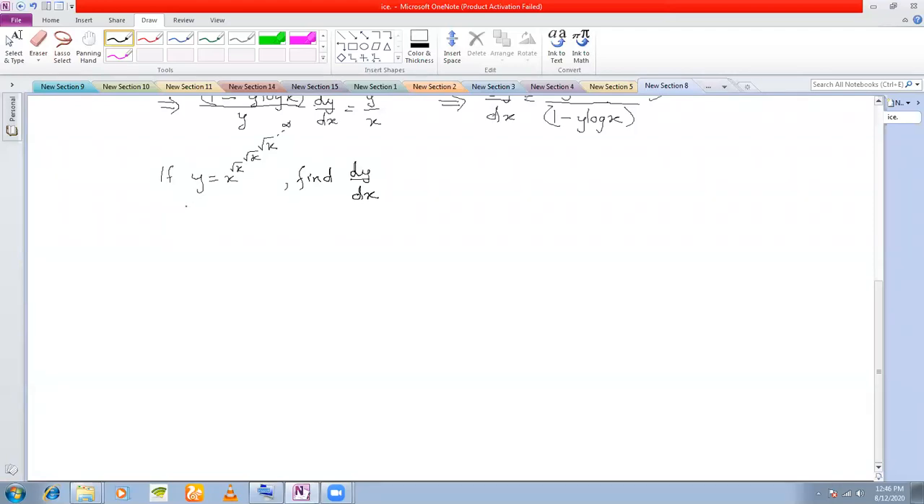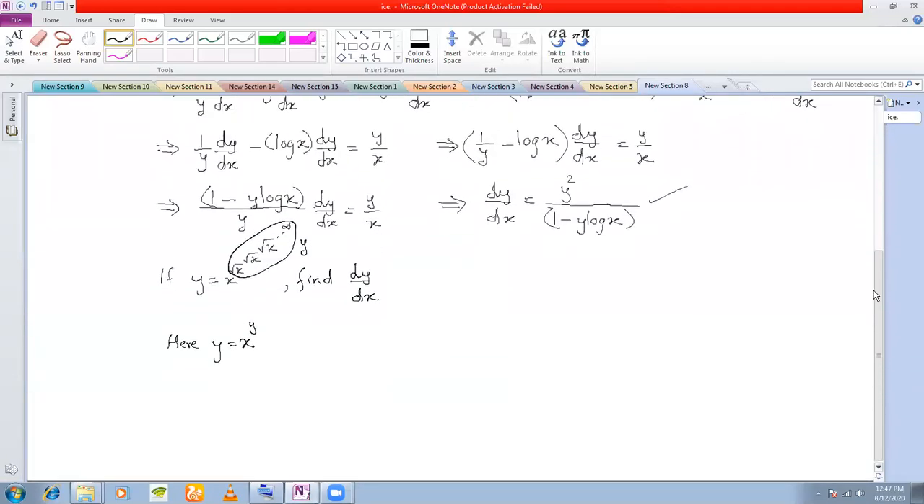Yes, this is the same problem as the previous one, because here y can again be written as x to the power of y, because all this can be taken as y. So y is equal to x to the power of y, and you differentiate in exactly a similar manner as I've done here. Okay, the answer will be the same. Okay, let's look at the next one.